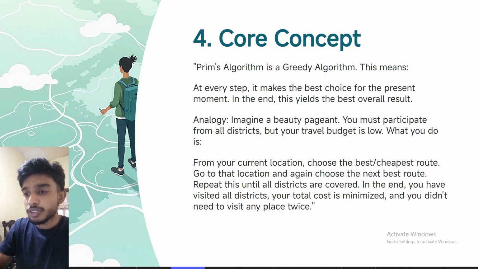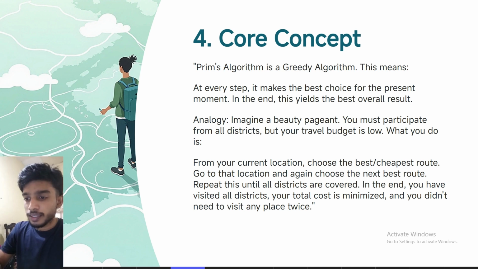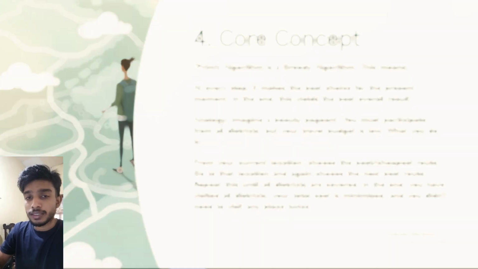Imagine a beauty pageant. You must participate from all districts, but your travel budget is low. What do you do? First, from your current location, choose the best route. Second, go to that location and again choose the next best route. Third, repeat this until all districts are covered. In the end, you have visited all districts. Your total cost is minimized and you didn't need to visit any place twice.